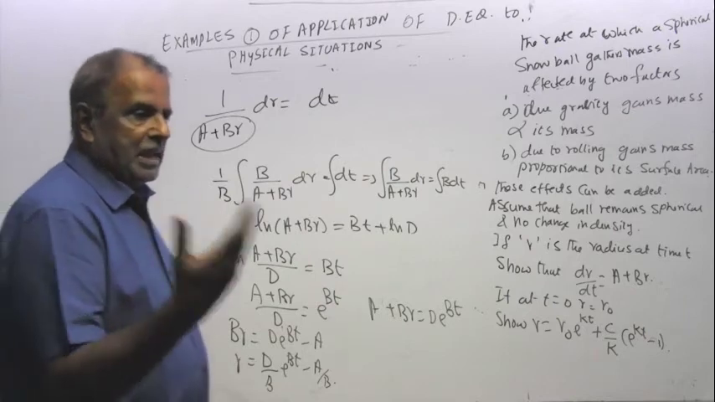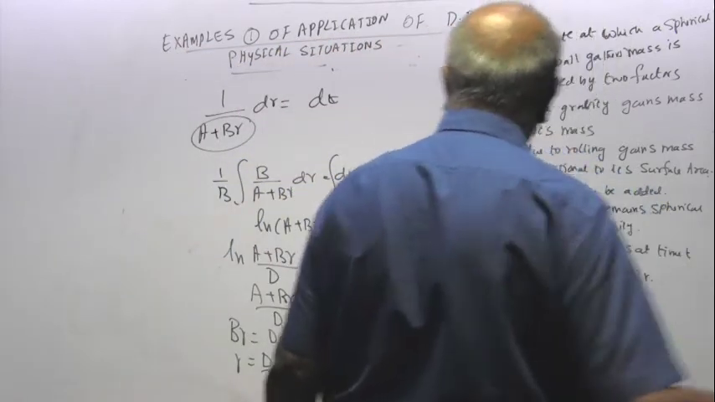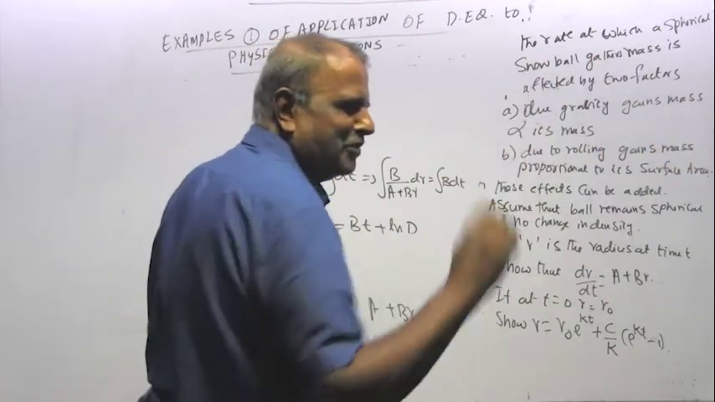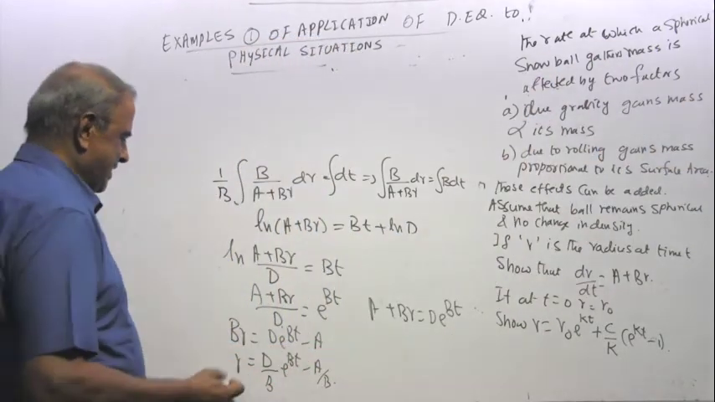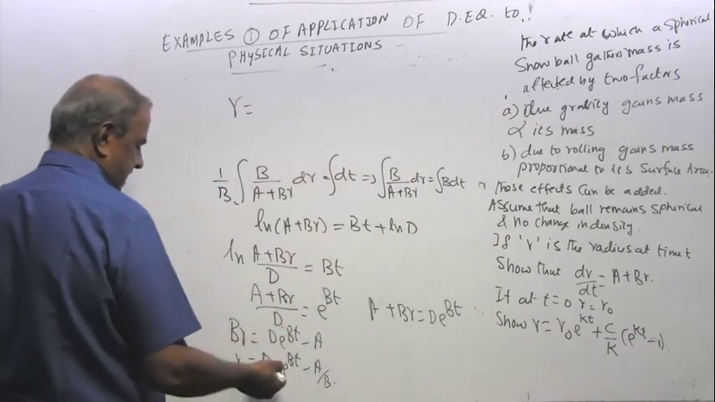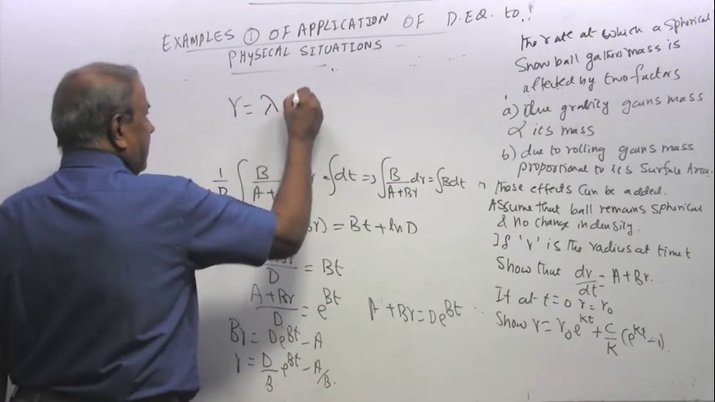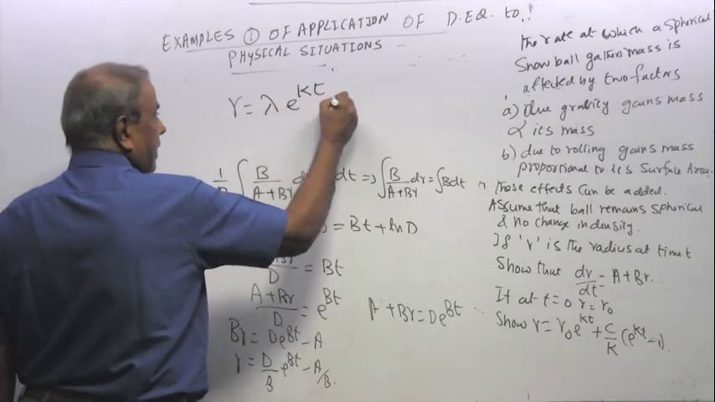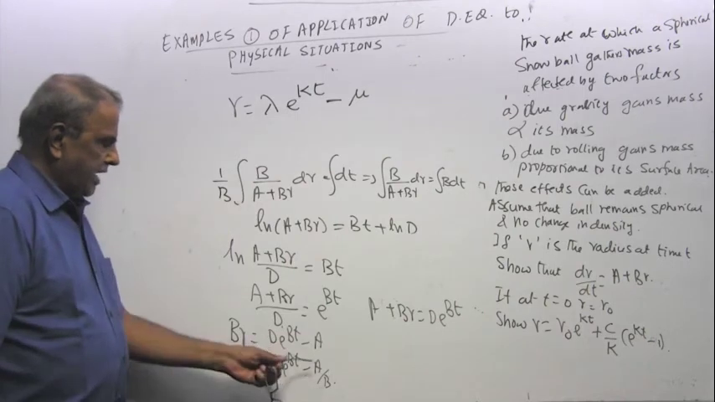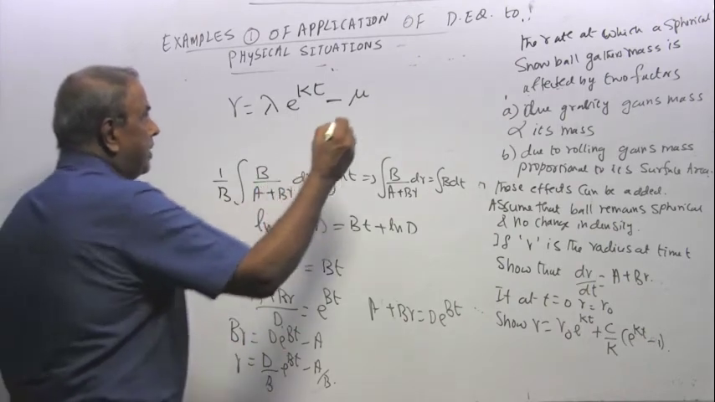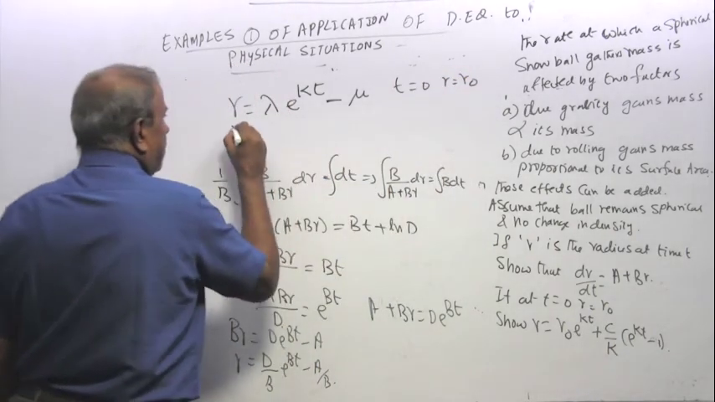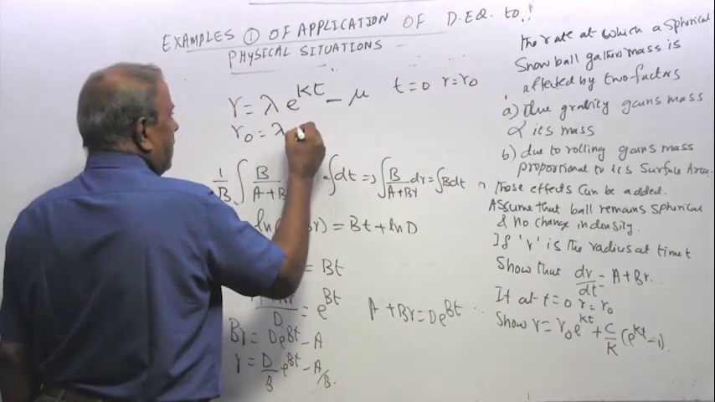Now we keep on changing the constants. Oh my God, I think it's very confusing, yeah? But doesn't matter. So r equals, I'll write again, lambda e power kt minus mu. d over b is a constant lambda, a over b is a constant mu. At t equal to 0, r equals r naught. So r naught equals lambda minus mu.